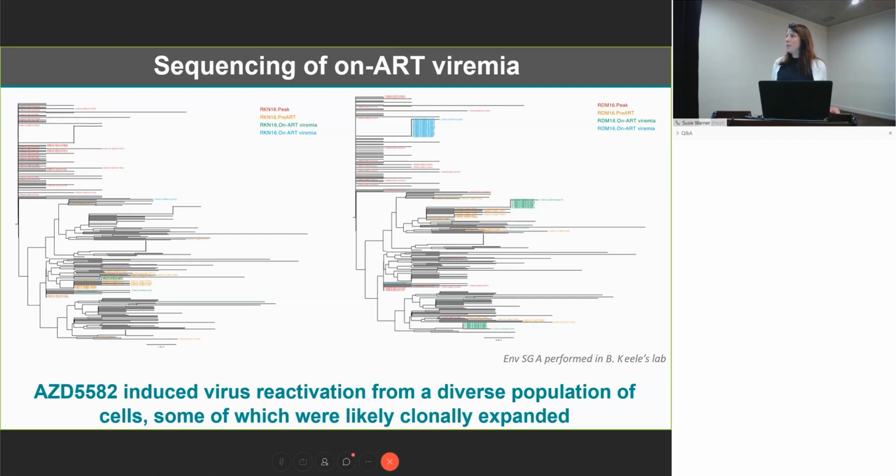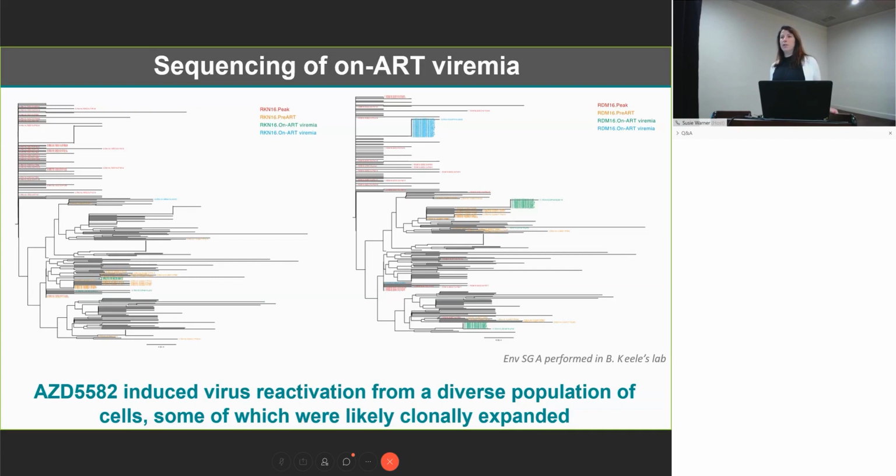It's going to be difficult to see, I believe, but the first time point was peak viremia, so around 2 weeks post-infection, and that's represented in red. Then we also look at week 8, so right before initiating the antiretroviral treatment, and then 2 time points during the AZD5582 treatment period that are represented in green and in blue. And so the phylogenetic analysis showed different patterns of virus reactivation.